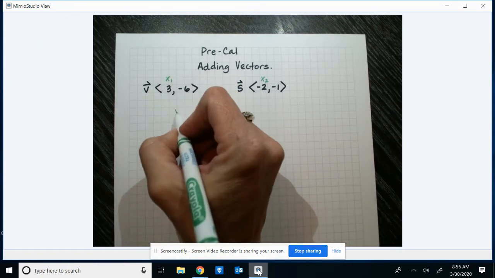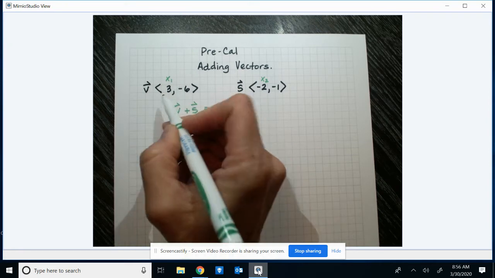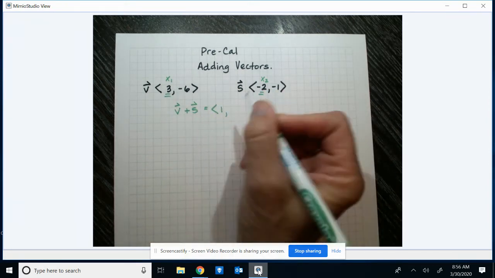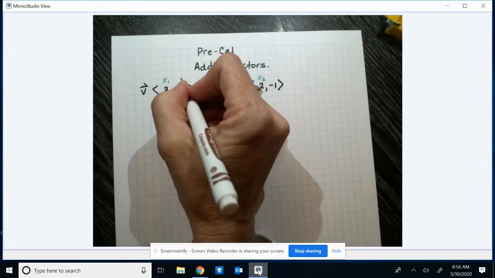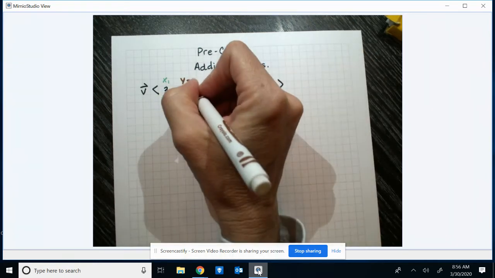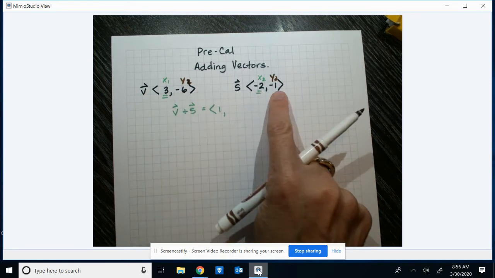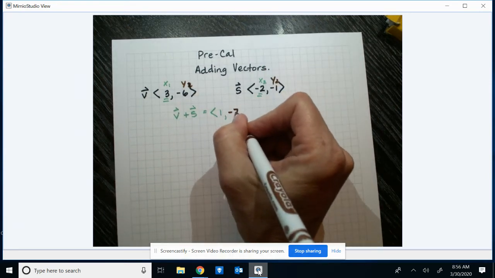So if I'm going to add vector v plus vector s, that's just going to be taking the 3 and the negative 2 and adding that together. So that's 1. And then if I'm adding the y sub 2's, so this is y sub 1, and this is y sub 2. So my first y, my second y. So when I add negative 6 and negative 1, that just adds up to negative 7.